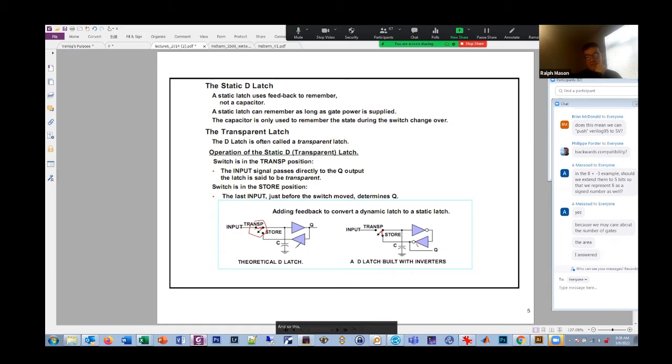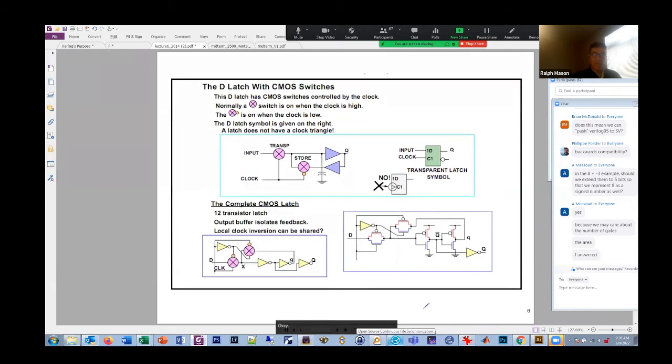And so this is a D latch with buffers, but the more common way to do it is with inverters. And so now is our input, it gets inverted a second time. So this is the Q output after the second inverter. Does that make sense? Okay, so how do we build that?